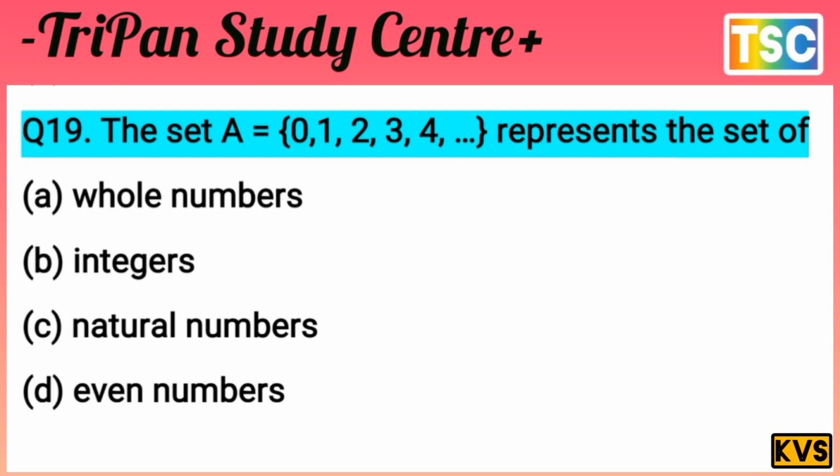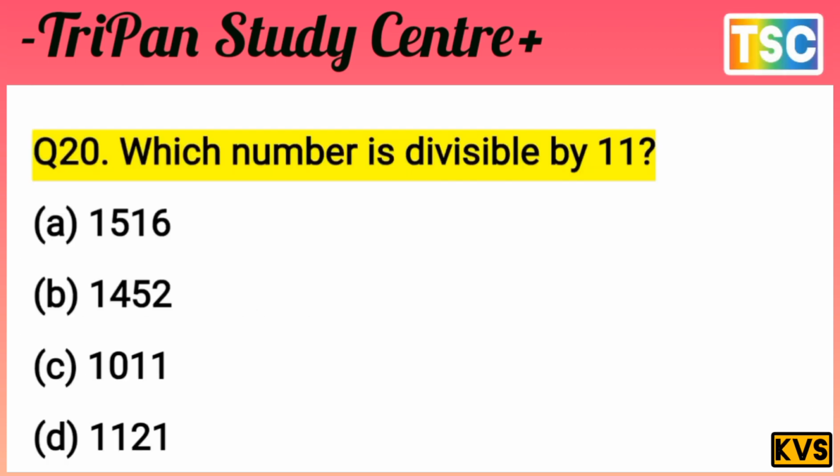Let's see what the answer is for this question. The set A is equal to 0, 1, 2, 3, 4 and more, representing the set of: A, whole numbers; B, integers; C, natural numbers; D, even numbers. That's important, but the answer is here. It is the whole numbers. The option A is correct here. Let's see the next question here.